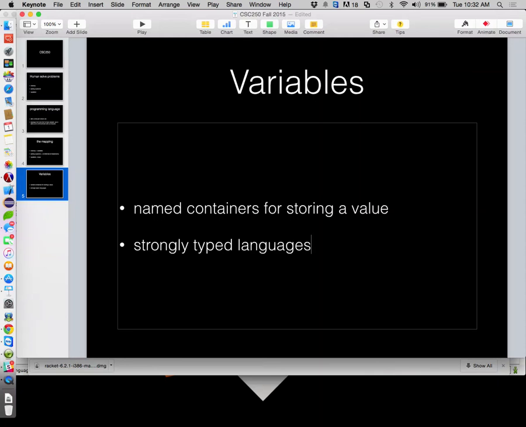Okay, if you remember from last semester, we had that slide. There are two kinds of programming languages, strongly typed and loosely typed. Strongly typed languages require that we define the kind of value a variable is built to hold. Loosely typed languages do not.